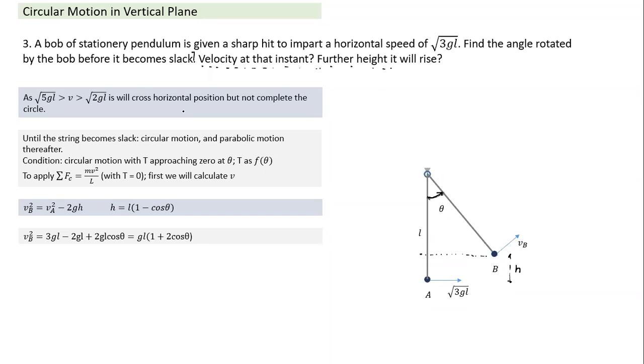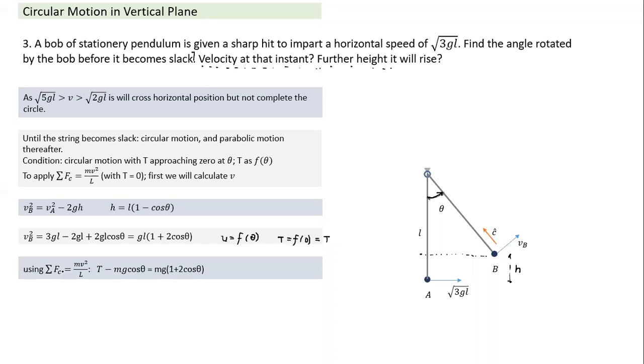So what we have done: since we have to find theta, first we find V as a function of theta, how V varies with theta. Now, once we have V, we can find T also as a function of theta, and then equate tension to 0 to find the theta value. So let's find T as a function of theta. We have found V. Now, what is T equal to? Again, this is the equation you're going to use.